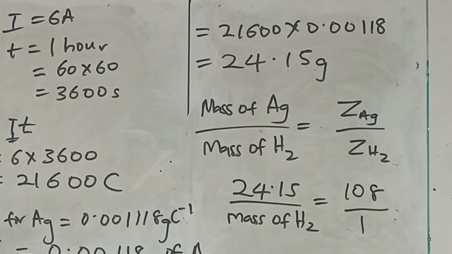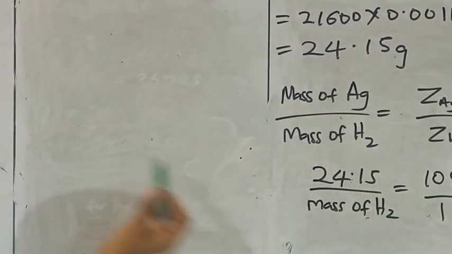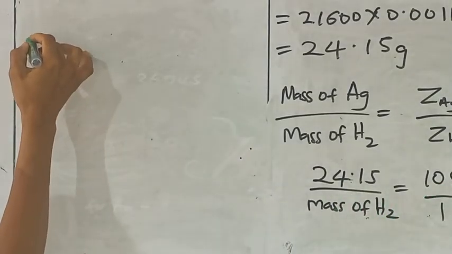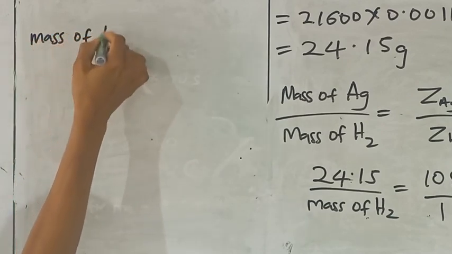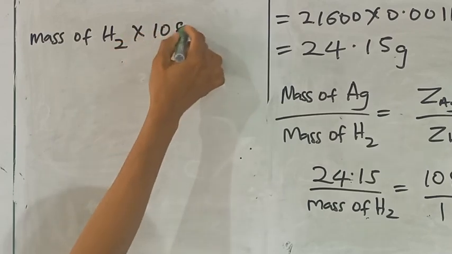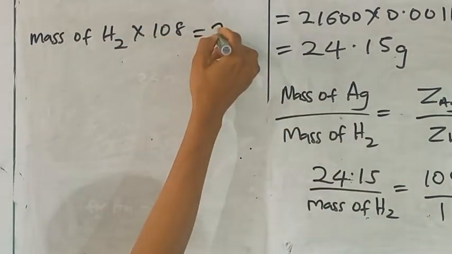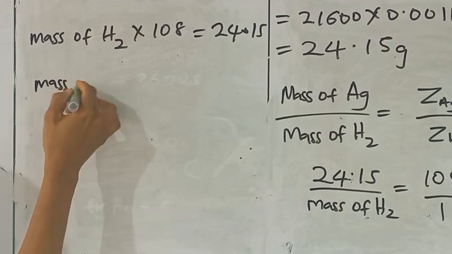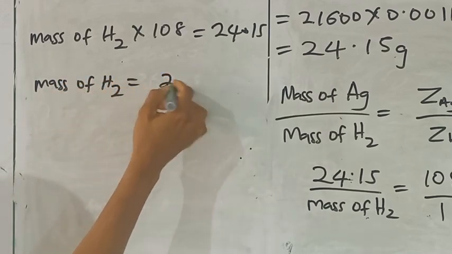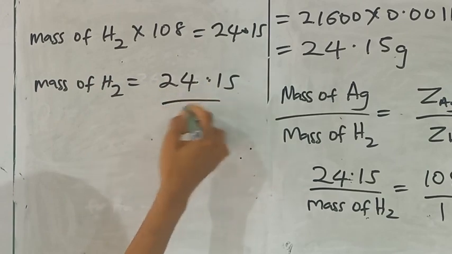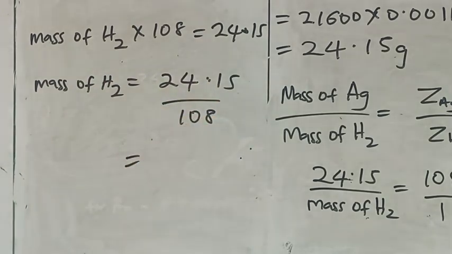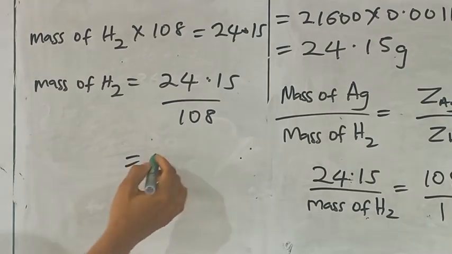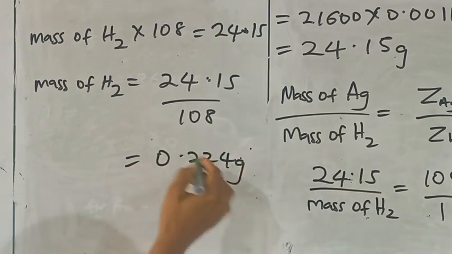Then let's cross multiply to get the mass of hydrogen. If we cross multiply, we'll have mass of hydrogen gas times 108 is equal to 2415. So that the mass of hydrogen gas will be 24.15 over 108. And our final answer will be 0.224 grams.